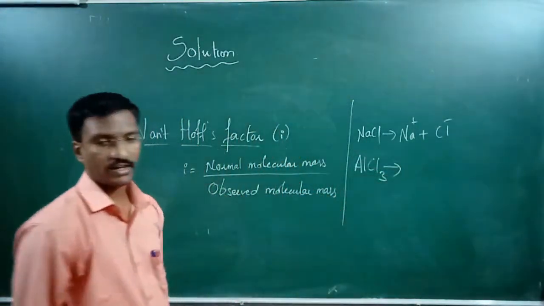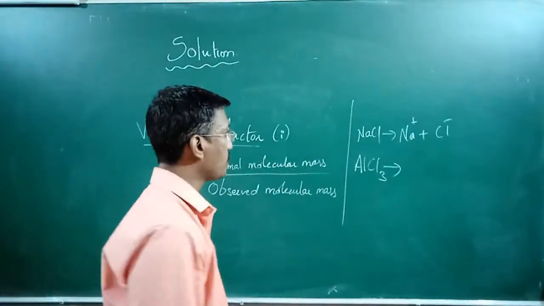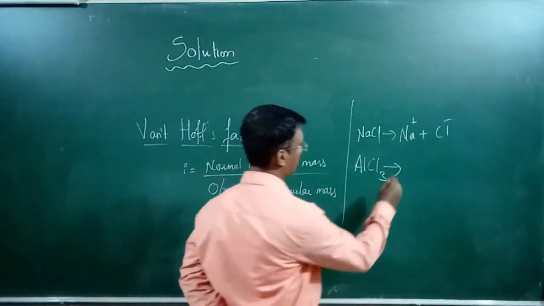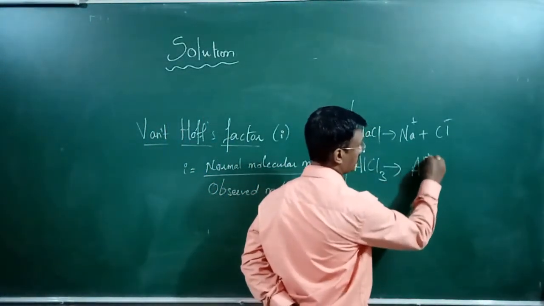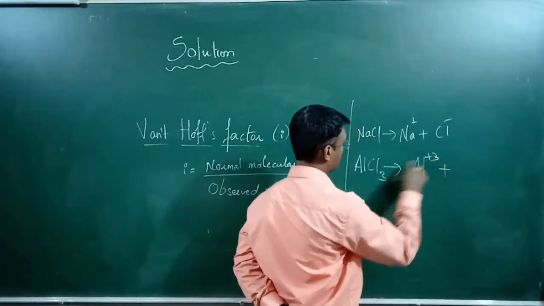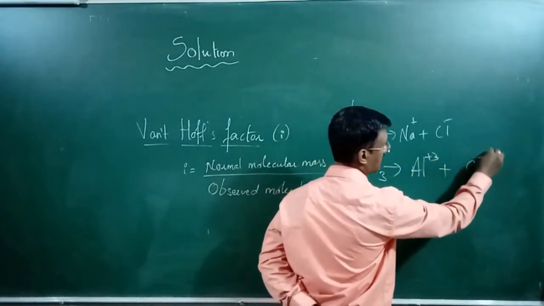Whereas in aluminium chloride, what is the Van't Hoff factor? Just split the ions. Aluminium has charge +3, chlorine has charge -1.